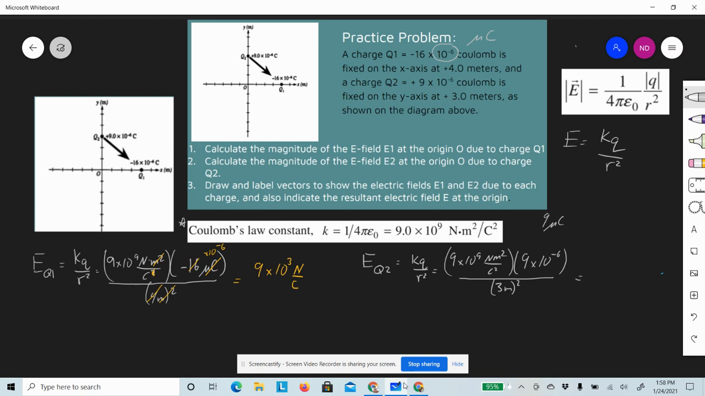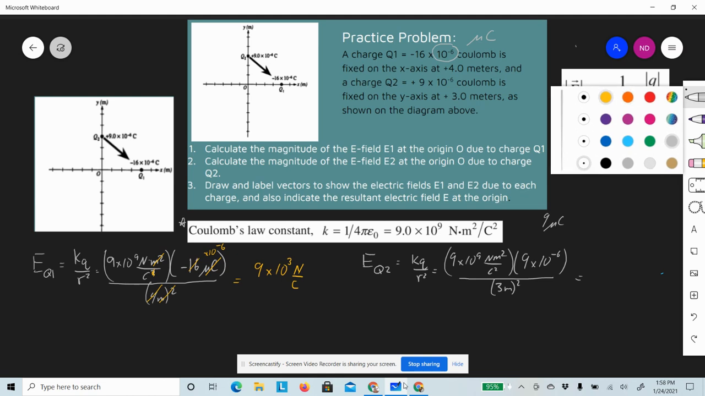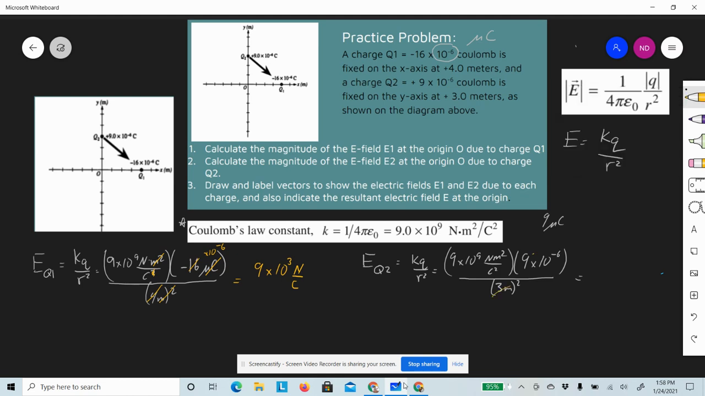What's 3 squared? 3 squared is 9. That's going to vanish again. This is so pleasant. 9s cancel out. Meter squareds cancel out. Forgot to write the coulomb. Coulomb's going to cancel out one of those coulombs. So we get 9 times 10 to the 3rd newtons per coulomb, same thing. That's it. Now the next part of the problem is to draw and label vectors.